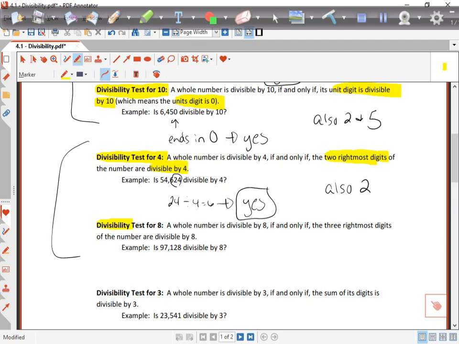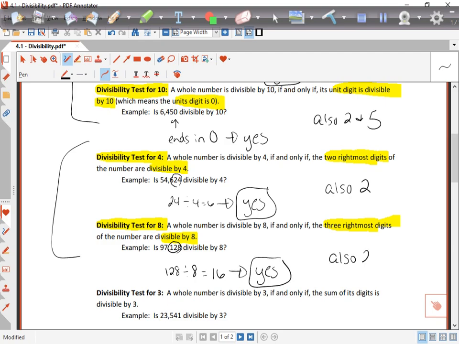Now, if we're looking at the divisibility test for 8, this time we're going to look at the three rightmost digits and see if they are divisible by 8. If they are, then the whole thing is divisible by 8. So we're looking at 128, which is divisible by 8. We would get 16. So therefore, the entire number is divisible by 8.